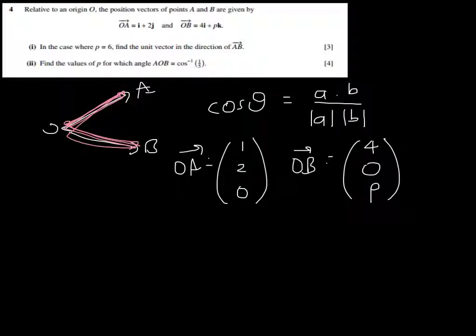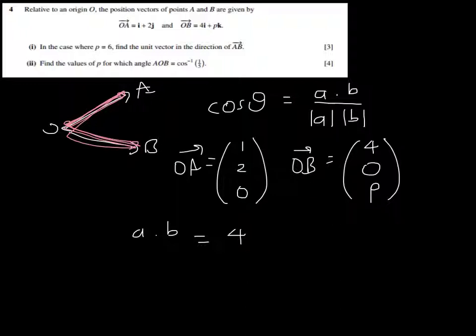When we do our dot product, we're going to take each of those components that are the same and multiply them. So 1 times 4 plus 2 times 0 plus 0 times p. So we're going to end up with 4, just 4. That's easy. So that's the dot product there, is just 4.